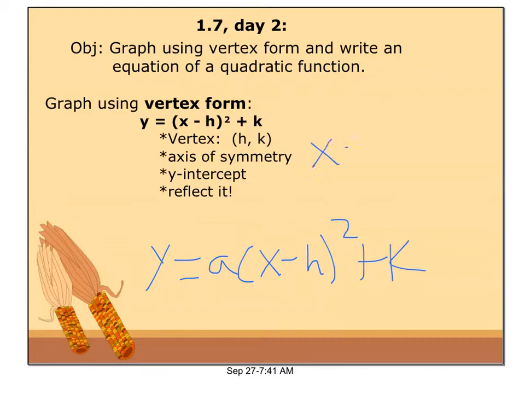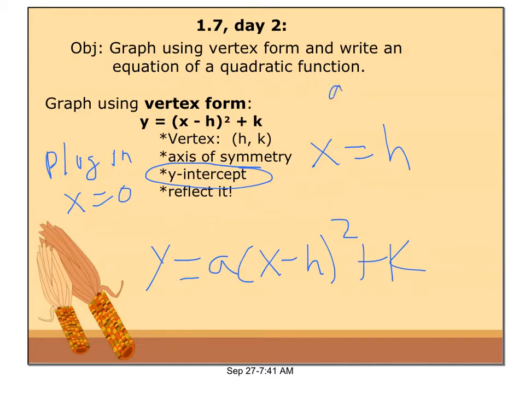Axis of symmetry, if you relate it to this, is going to be right at h, because again, that vertical line goes right through the x coordinate of our vertex. One thing we need to be careful with is the y-intercept. Plug in x equals 0. Here's what happens quite a bit.